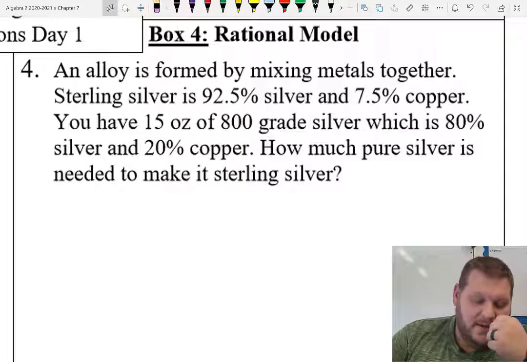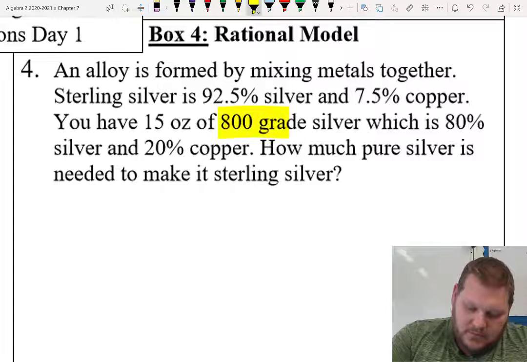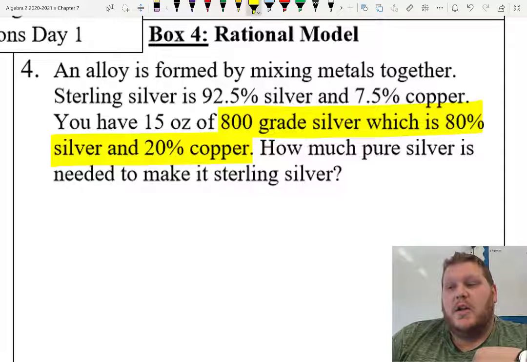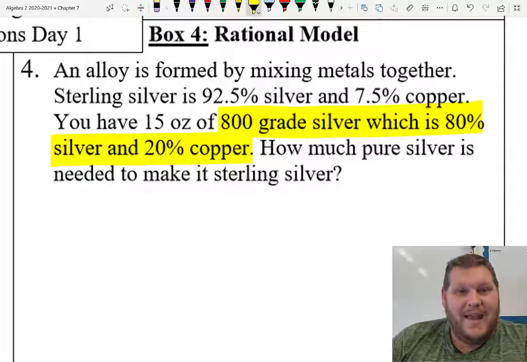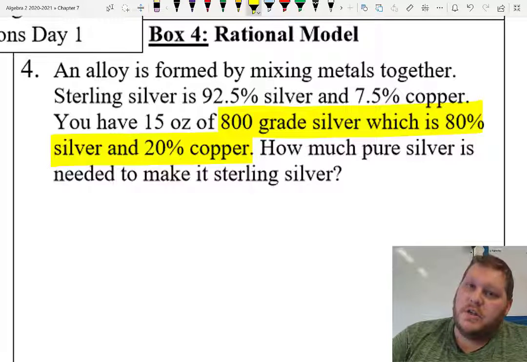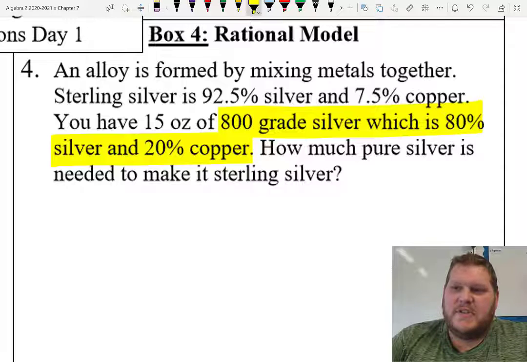So here what they're asking us is, if we have a 15-ounce bar or collection, whatever, ingot, of 800 grade silver, which they're telling us 800 grade silver is 80% silver and 20% copper. They want to know how much pure silver we need to add to that bar or that mixture in order to turn it into sterling silver. So how we'll handle this problem, since we're trying to add pure silver to that mixture in order to turn it into sterling silver, we need to get it to 92.5% silver, 7.5% copper.